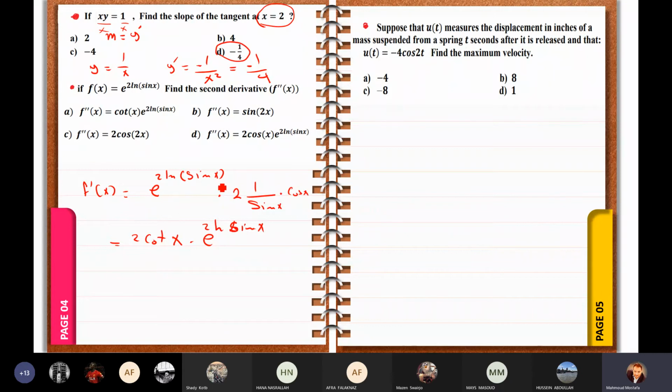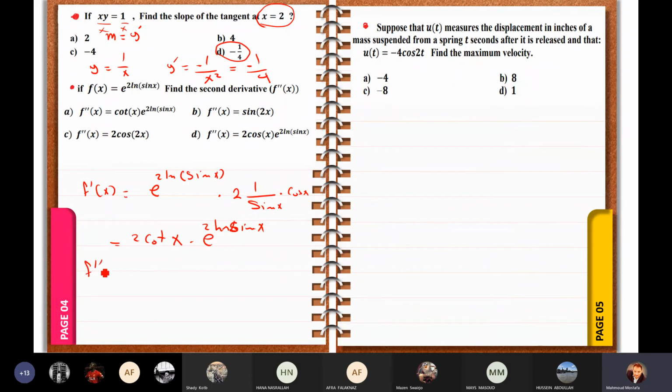Now the derivative of e will be the same. Here we put it the same. Then multiply by the derivative of the power. Derivative of 2 ln will be 2, derivative of ln is 1 over sine x. Then find also the derivative of the interior function sine. Derivative of sine is what? Is cosine. 2 cosine over sine means 2 cotan multiplied by e power 2 ln sine x.